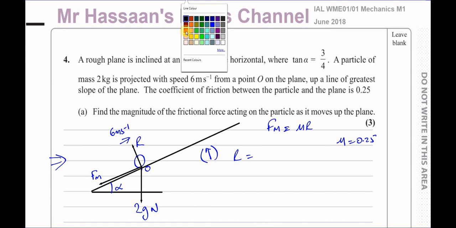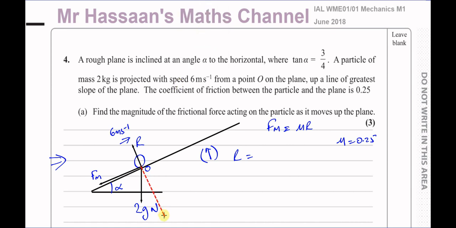Okay, so I'm going to resolve the weight perpendicular to the plane, which is in this direction. Now this is the angle alpha. Why is this angle alpha? A lot of students just write down that it's alpha. We don't know why, but we know it's alpha. I like for students to understand why it's alpha.